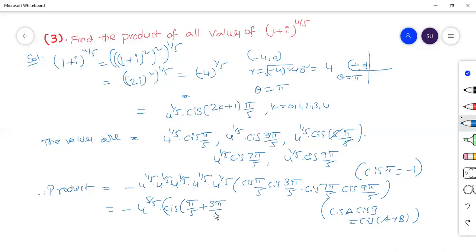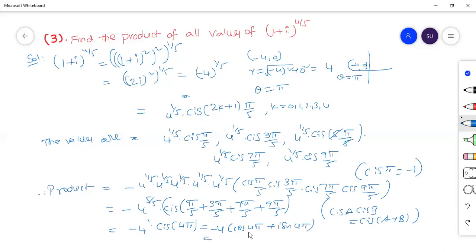3 pi by 5 plus 7 pi by 5 plus 9 pi by 5. That is equal to minus 4 power 1 into cis of (pi plus 3 plus 7 plus 9), that is 1 plus 3 plus 7 plus 9, which is 20 pi by 5. That means 20 pi by 5 is 4 pi. Correct? So minus 4 into (cos 4 pi plus i sin 4 pi).